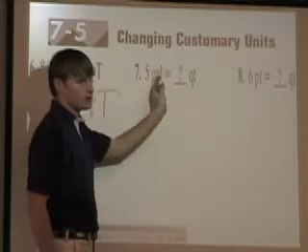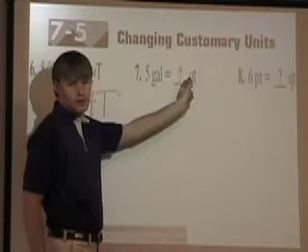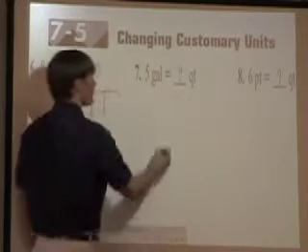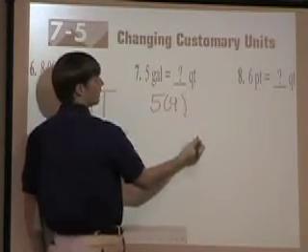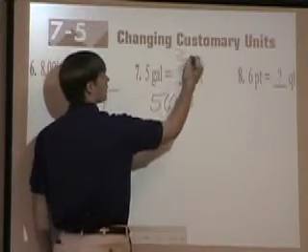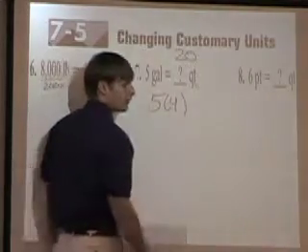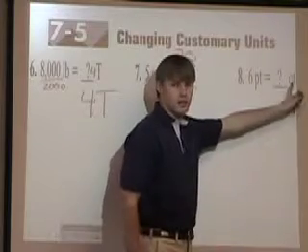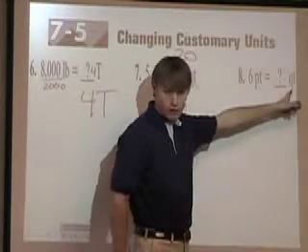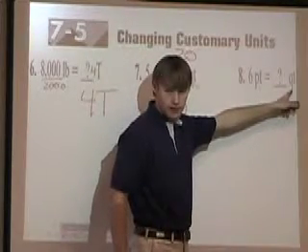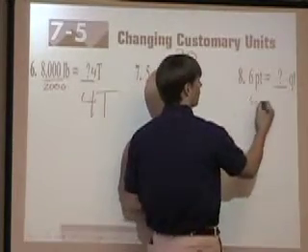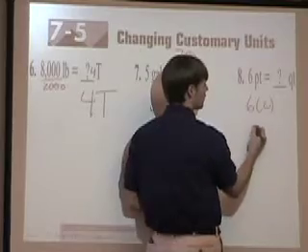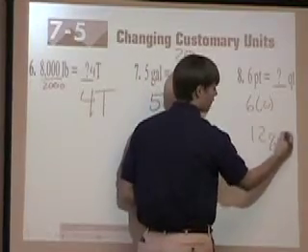Here, 5 gallons. 1 gallon is how many quarts? 4. So 5 gallons is going to be 5 times 4, which equals 20. So 5 gallons equals 20 quarts. Here we're going 6 pints to quarts. 1 quart is 2 pints, so 6 pints is going to be 6 times 2, so it's 12 quarts.